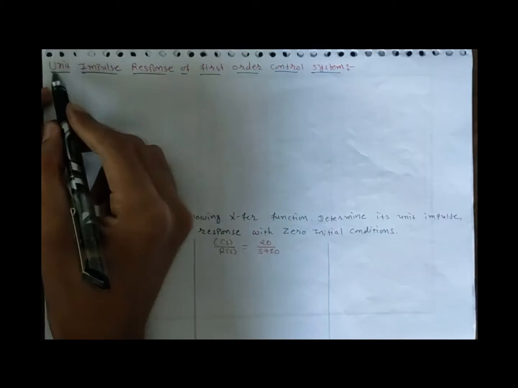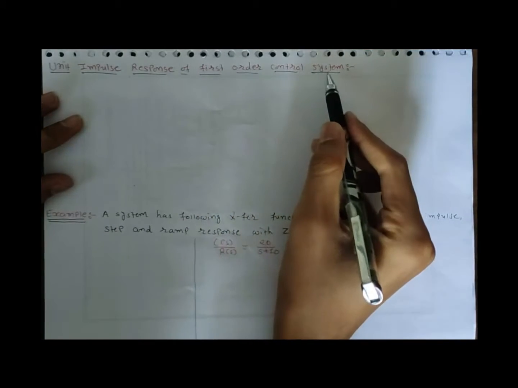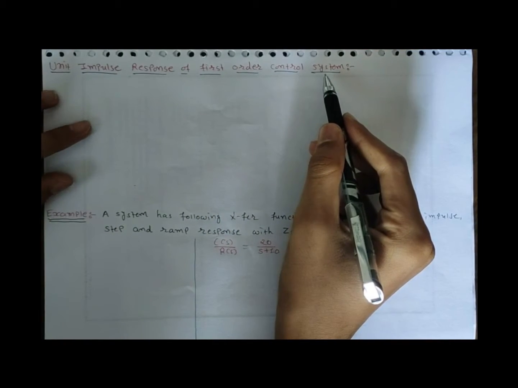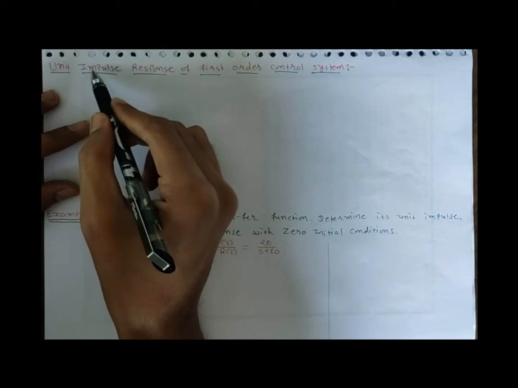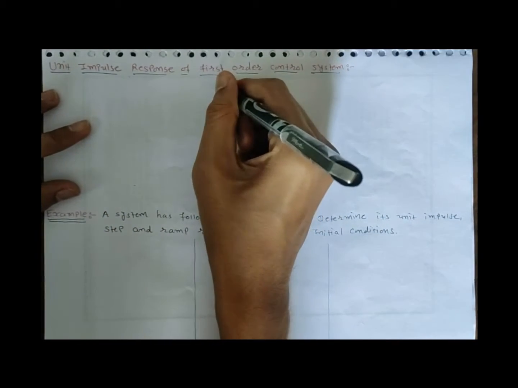Namaskar students. In this lecture we are going to discuss the unit impulse response of a first order control system. In the previous lecture we already discussed the unit ramp and unit step response. In this case we are going to study the unit impulse response.